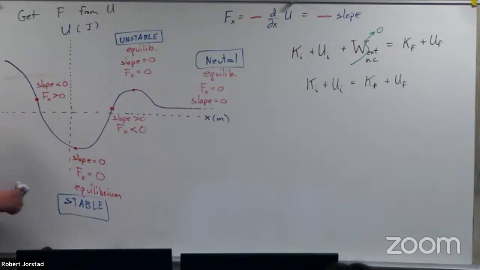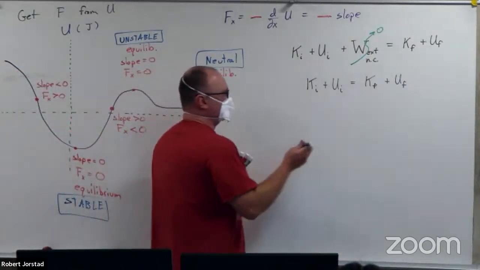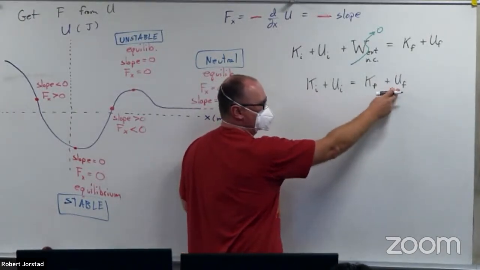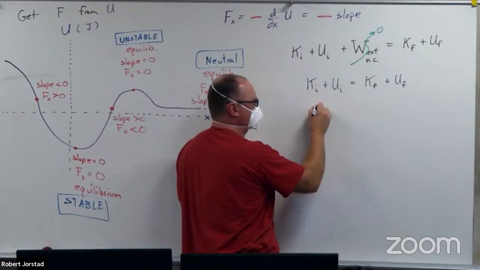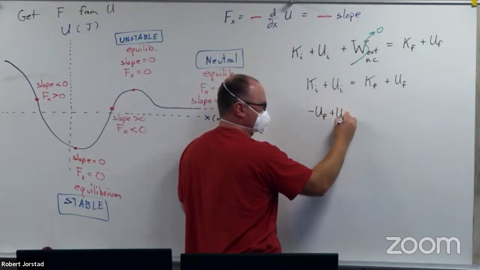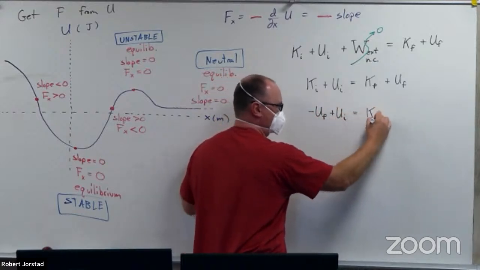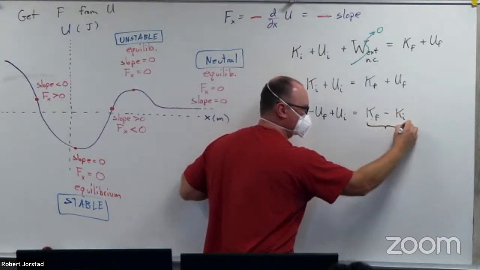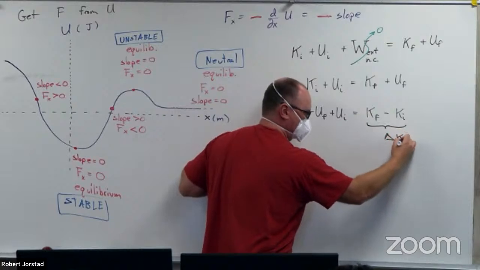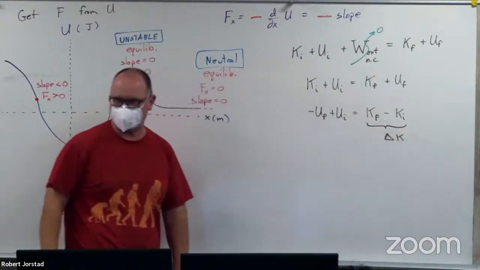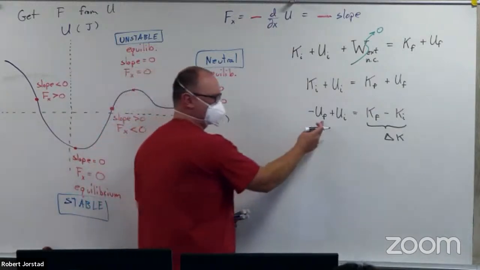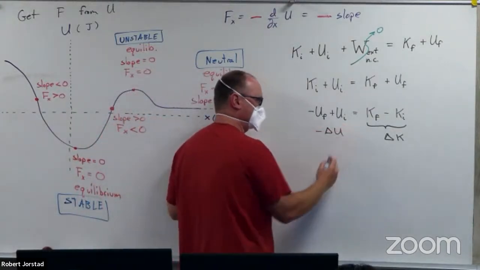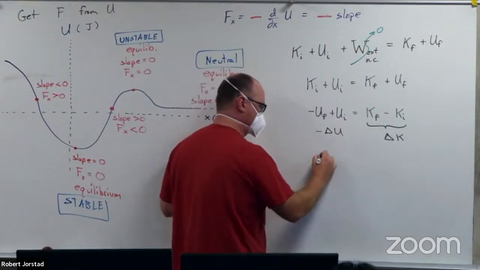I want to go one step further. I'm going to move this K initial over to this side and this U final over to here. So I get minus U final plus U initial equals K final minus K initial. You agree? This is delta K, the change in kinetic energy. Look at this one. What's this going to be? Negative delta U. Negative delta U. Now, usually we write it like this.